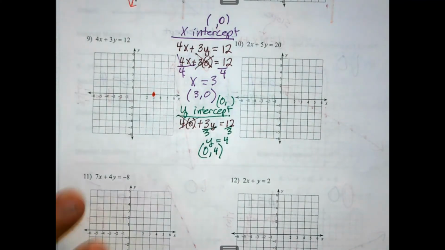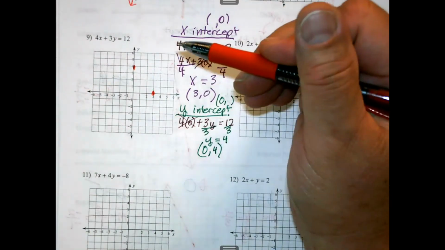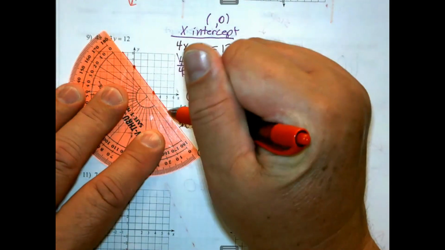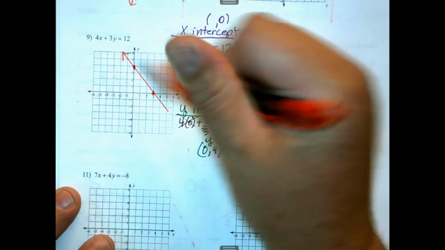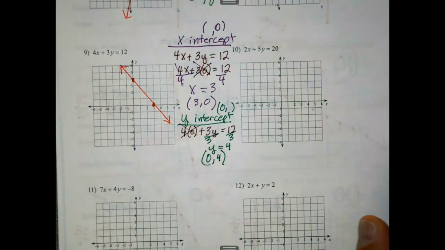0, 4. And there's my line. Easy peasy, right? I wish it was.